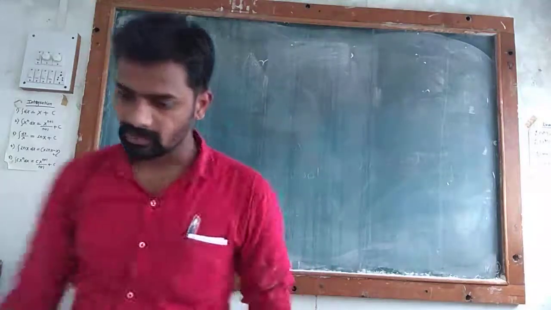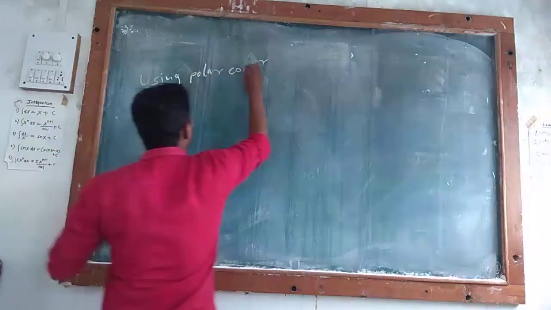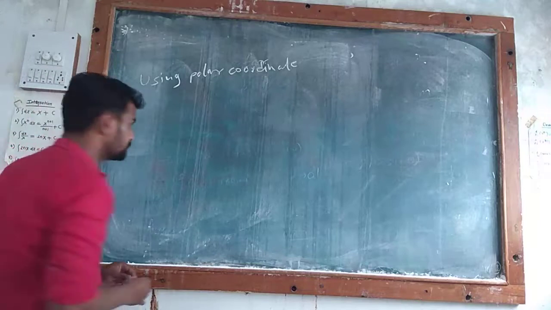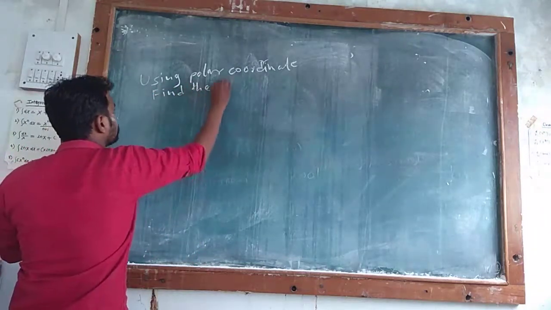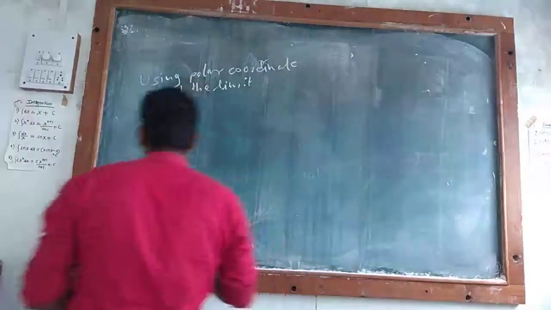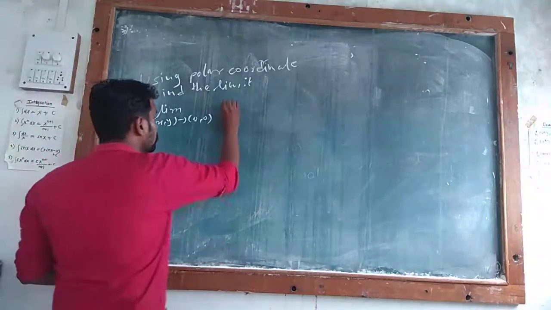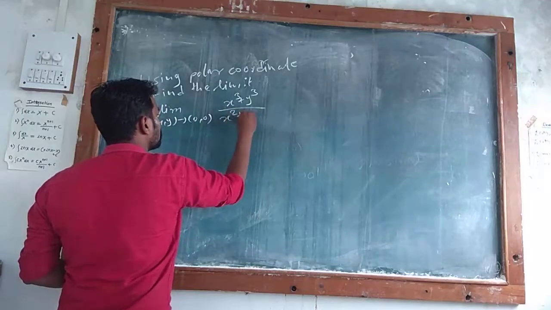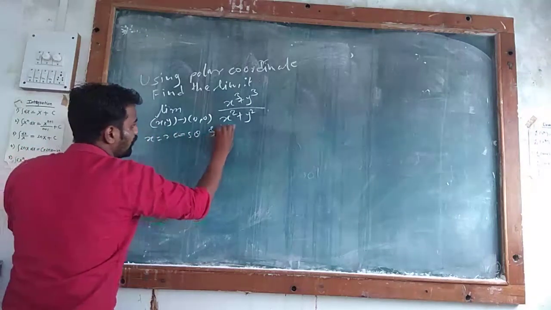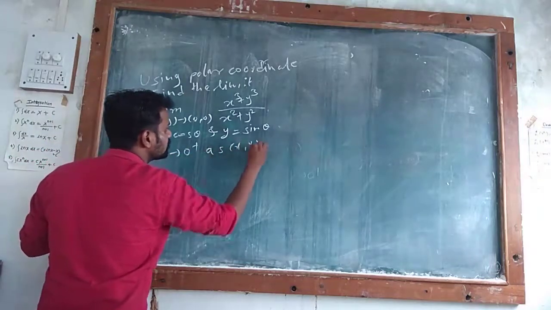Now see the example using polar coordinates. Using polar coordinates, find the limit as x, y tends to 0, 0 of x cube plus y cube upon x square plus y square. For finding this, we know that x is equal to r cos theta and y is equal to r sin theta, and r tends to 0 plus as x, y tends to 0.